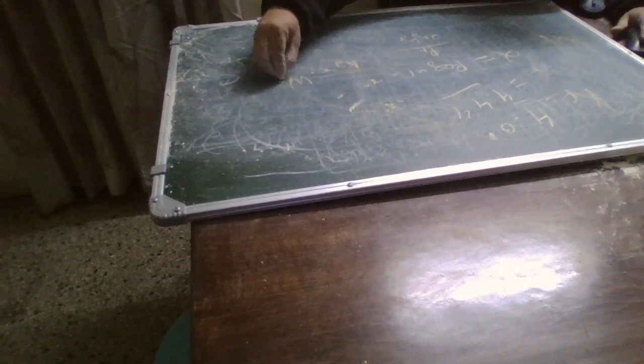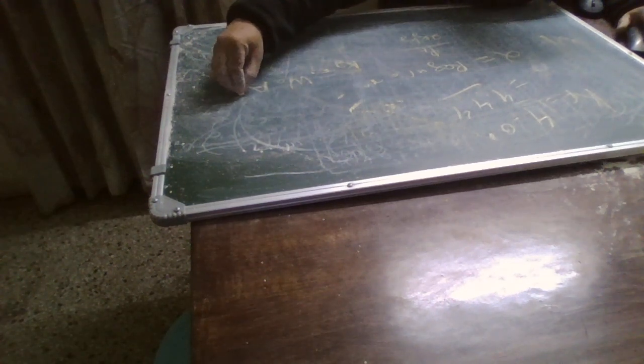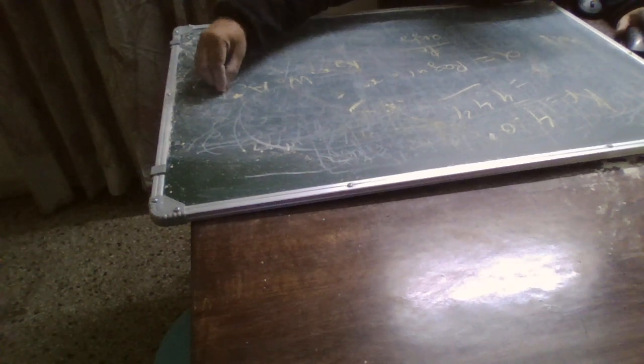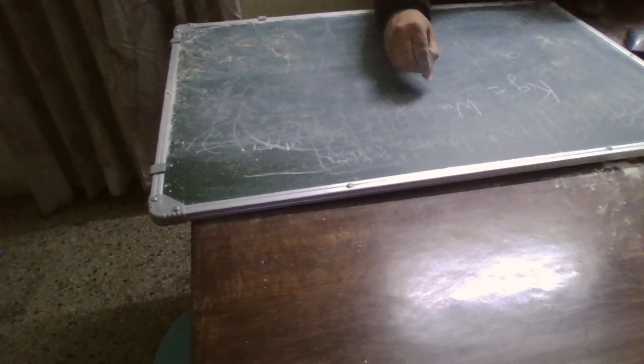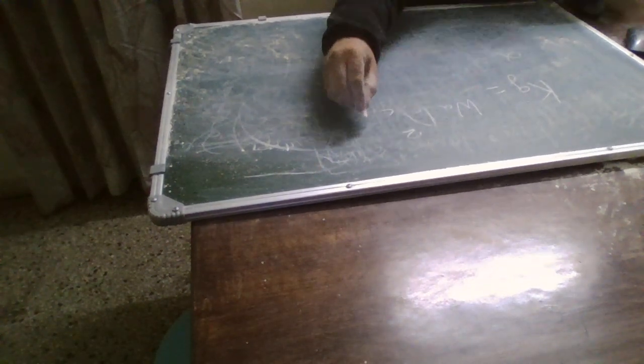So from that you can say that this Kg is basically equal to window area into cross sectional area square into Ku upon mean path length. Okay.